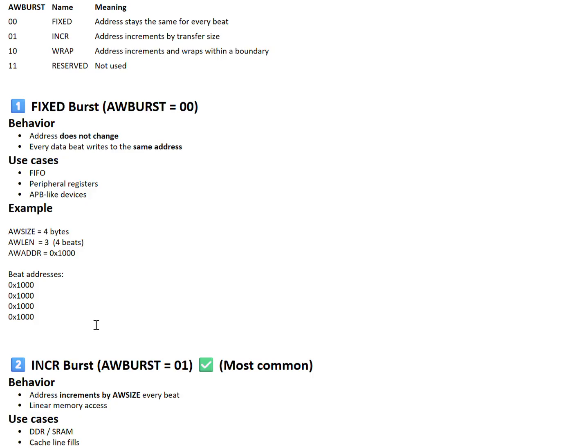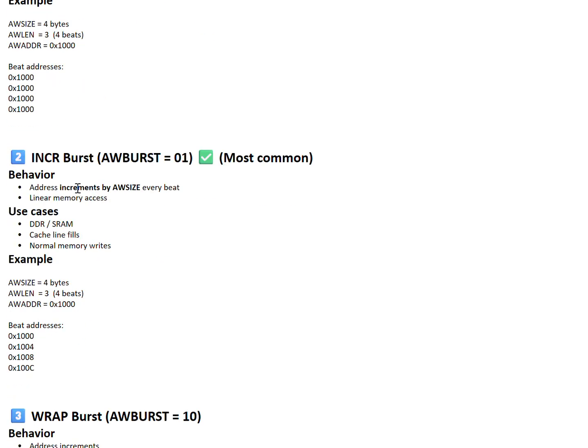Now we shall move over to the incremental burst. In case of the incremental burst, the address increments by the AWSIZE every beat. So this is for any linear memory access. Typical use cases are DDR or SRAM access, cache line fills, and any normal memory writes, where we use this incremental burst. Let us take a small example here.